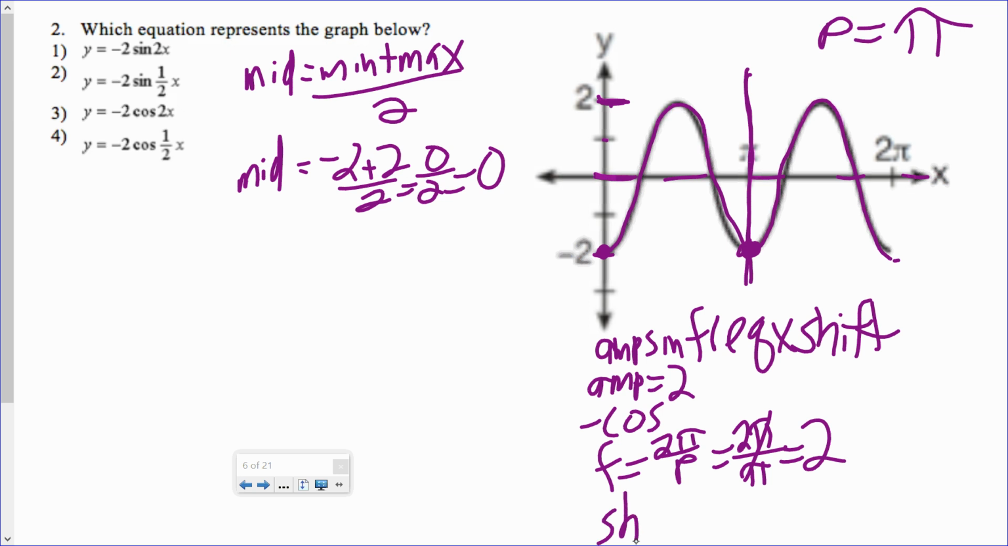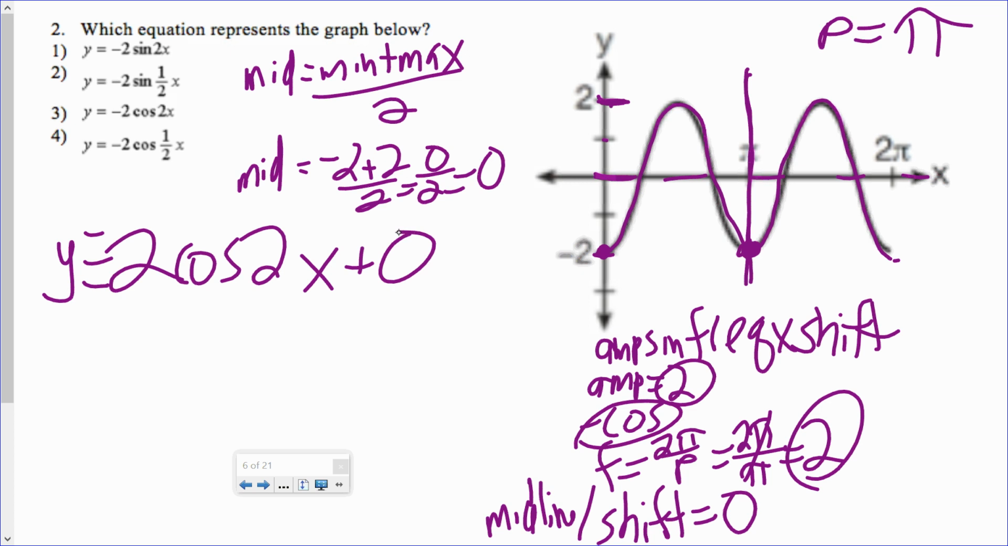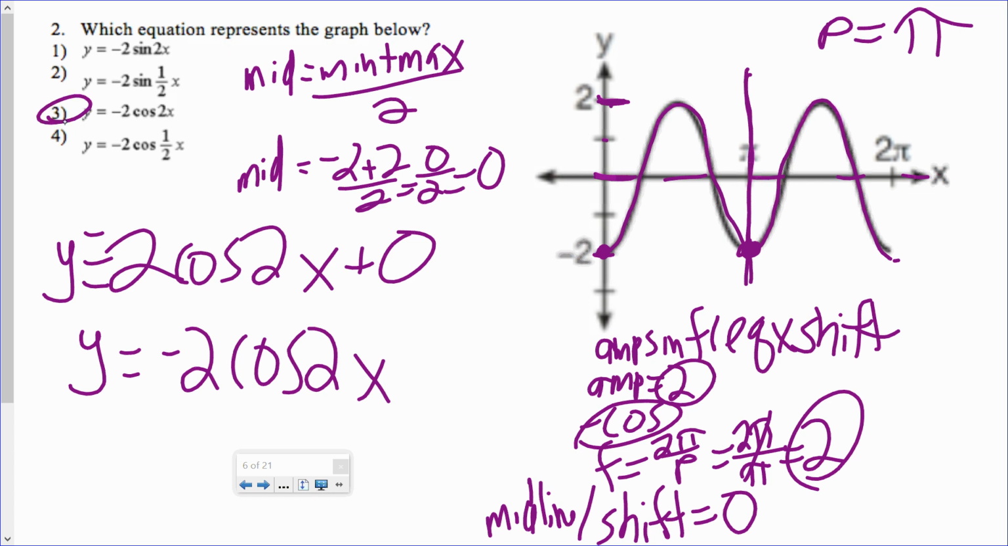Shift, the midline is 0. Again, if you still don't understand, the midline is the shift. So, y equals amp, sine or cosine, negative cosine, so the negative goes in front. Freq, x, shift is 0. You don't have to put the plus 0. We can clean it up. y equals -2 cosine 2x.